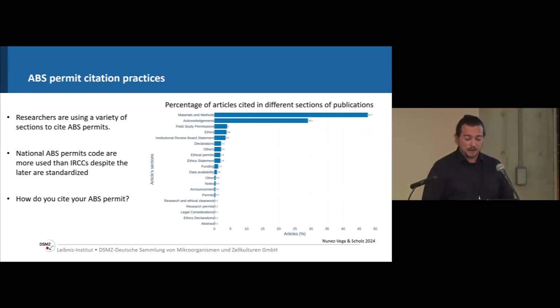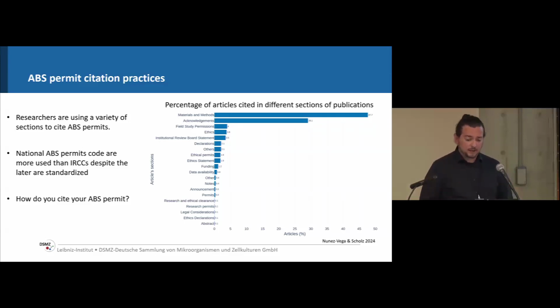So in this case, I'm showing you the percentage of articles that cite different sections in publications. What we found is that researchers are using a variety of sections to cite the ABS permit, not a unique one. Materials and methods are more commonly used, then acknowledgement, but you can see that the list is quite large. So there is no standardization in the place where the ABS permit is cited in a publication.